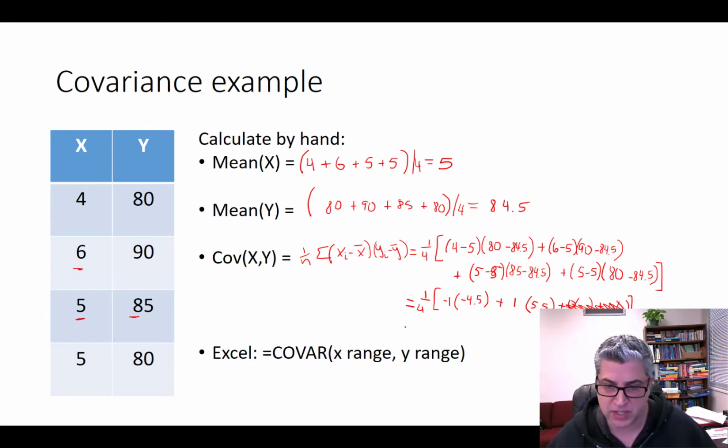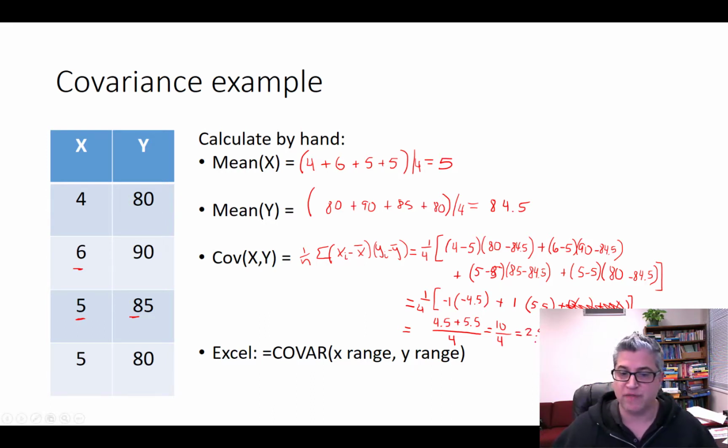Okay, so in this case we have 4.5, a negative times a negative makes a positive, plus 5.5. All of that divided by 4. So that's 10 divided by 4, which is 2.50.